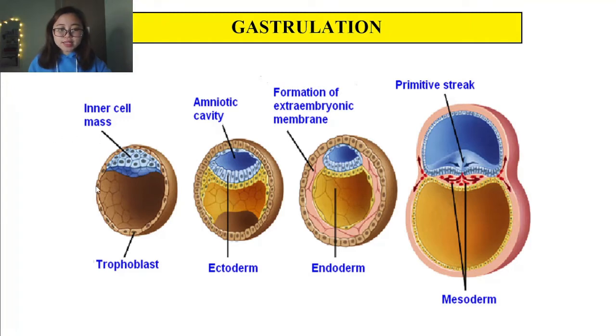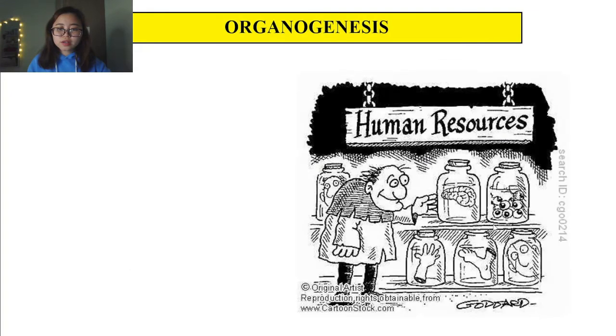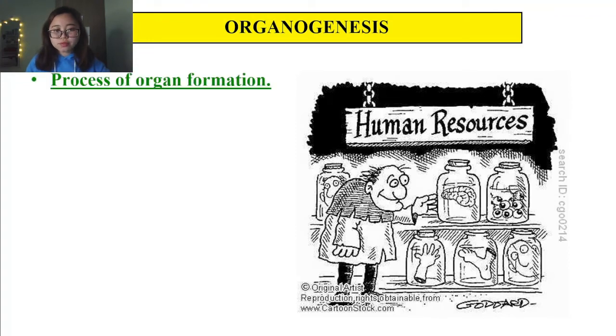Okay, once again, this is a diagram showing you how it goes from trophoblast into this one, a blastula, and then eventually into this gastrula. Gastrula, gastrula, gastrula. Okay. During the gastrula stage is when we can have the organogenesis. Okay, kita akan start pembentukan organ. Organogenesis definition is it is the process of organ formation. And it arises from the three germ layers that we talked about earlier.